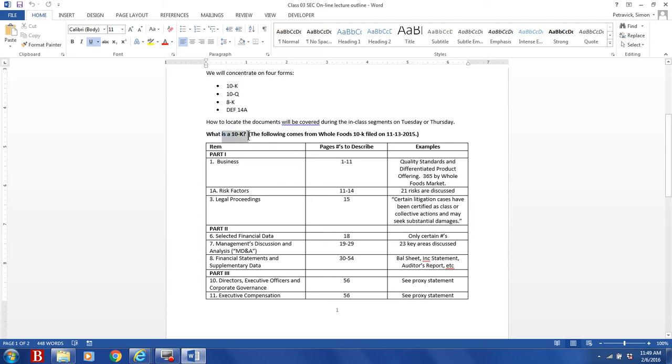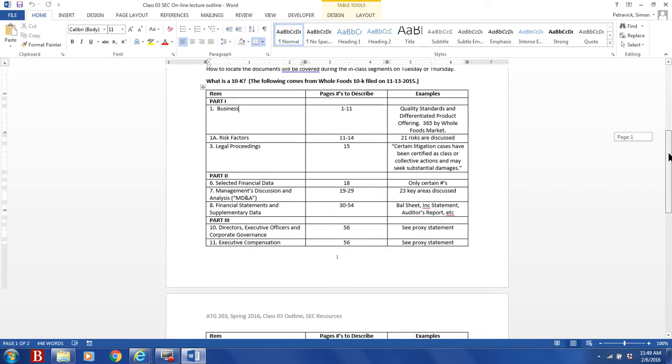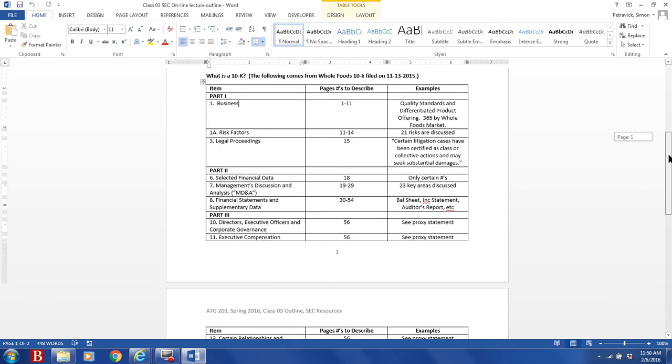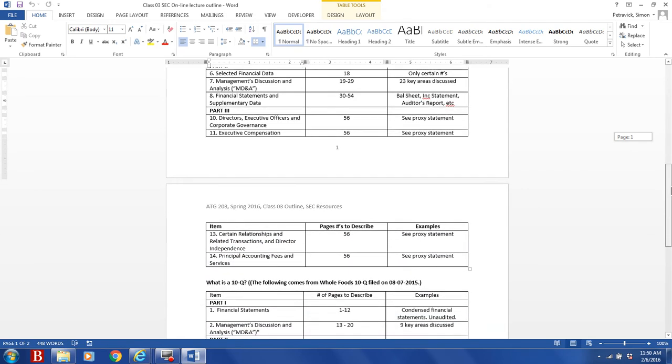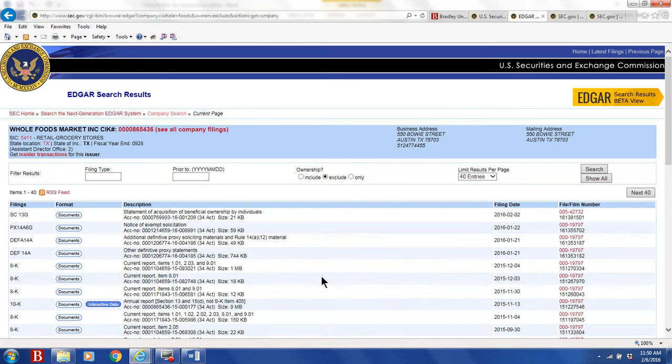The first one we're going to look at is a 10K. There's a template that all businesses follow when preparing a 10K, and it includes specific items that have to be discussed. In the table on the bottom of page 1 of the outline and continuing over to page 2, I have listed some of those areas. To get an idea of what is in each one, we're going to go to the SEC website. I've already done a search for Whole Foods. We'll talk about how that happens in class.